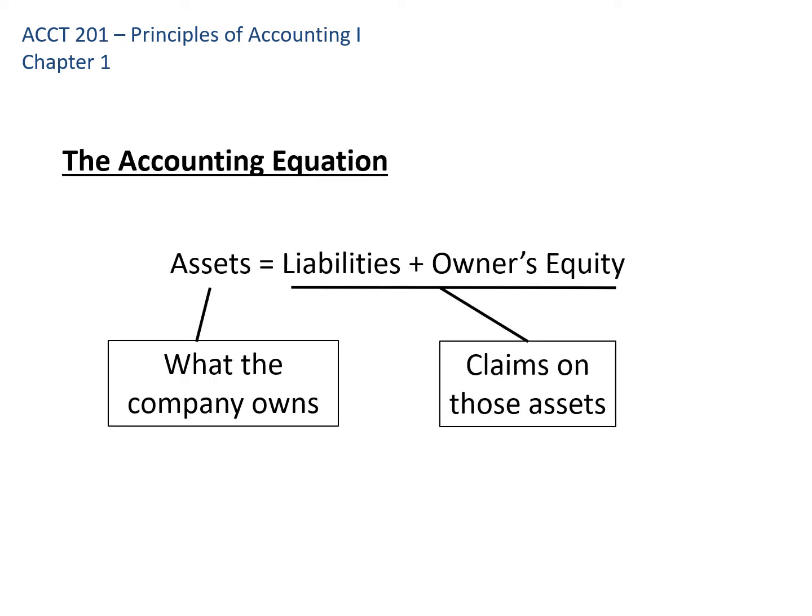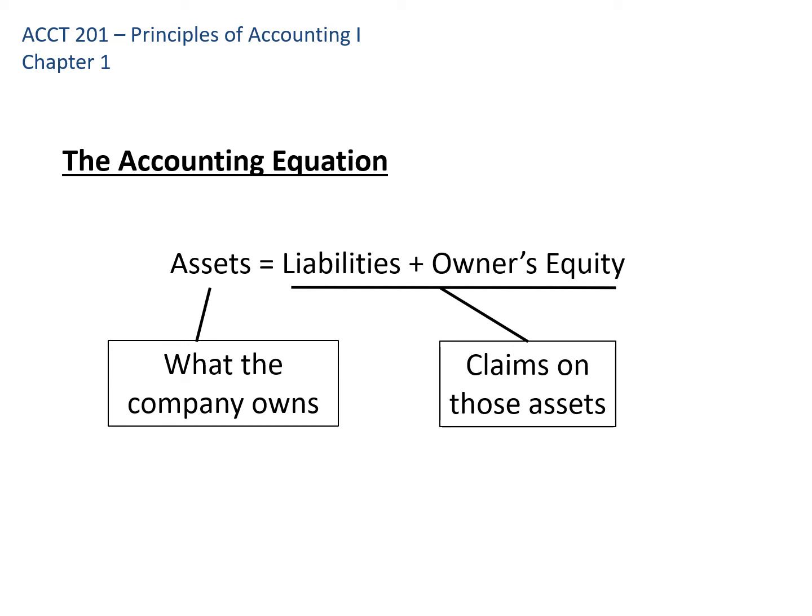So here's the accounting equation. And like I mentioned, this is a fundamental kind of thing. So on one side of this equation are the assets. That's everything the company owns. So it might be buildings and land and equipment and computers and machinery and cars and trucks, those kinds of things. So what does the company own?